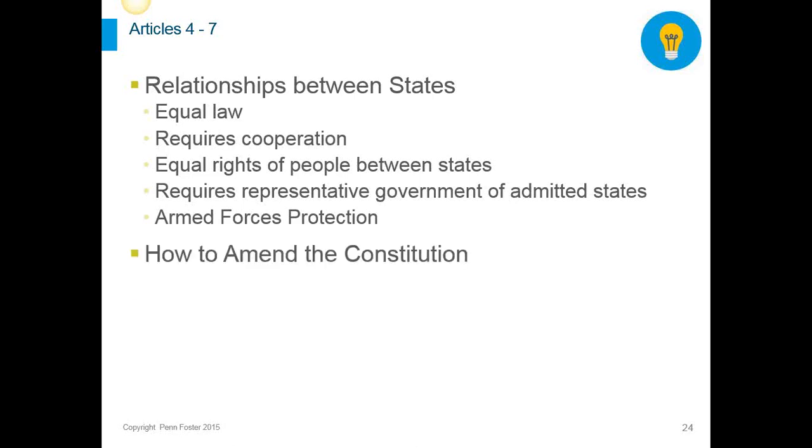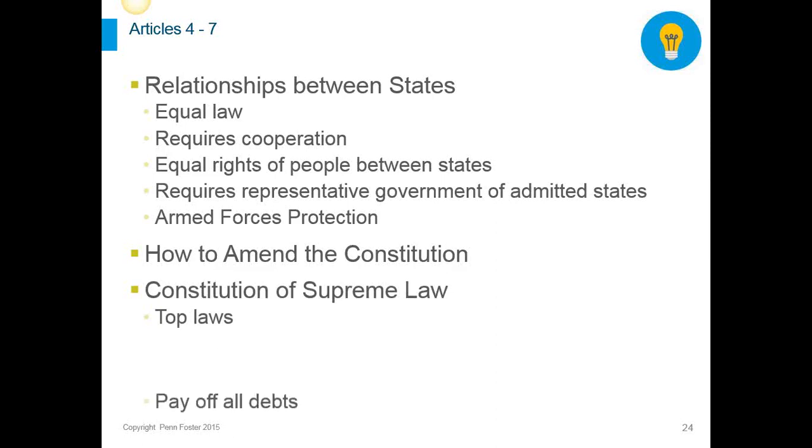Article 5 goes over how to amend the Constitution. And then Article 6 goes over the fact that the Constitution is the supreme law of the land. That is the top law. It also requires that the federal government will pay off all debts of the states, as well as that all people within the United States must follow the oath of upholding the Constitution.